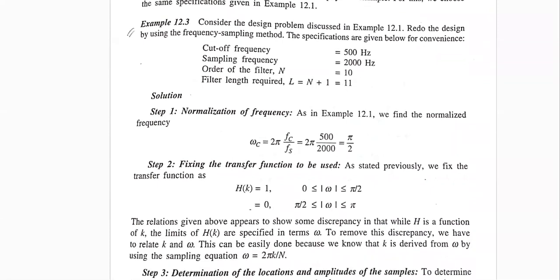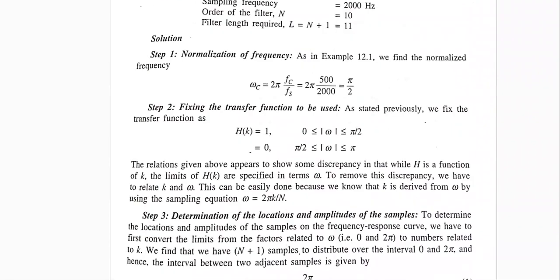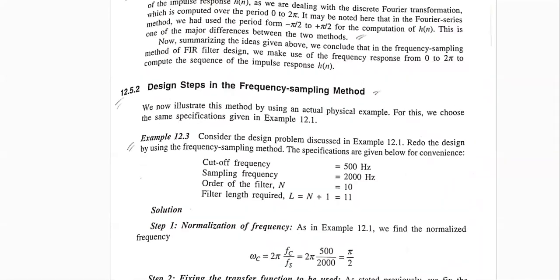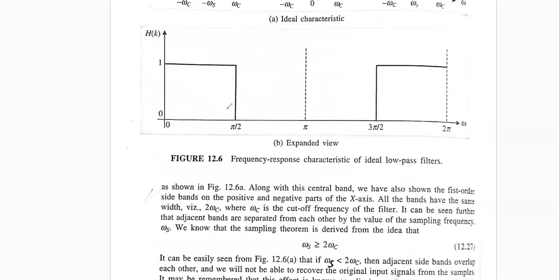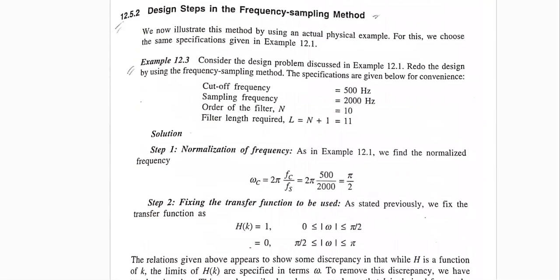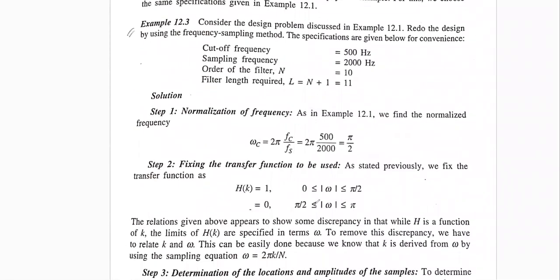Okay, nice. So what is the first step? The steps are similar. The first step is to find omega c, that is the cutoff. We found pi by 2. Define the transfer function. According to the transfer function, it will remain 1 from 0 to pi by 2, and from 3 pi by 2 to the other value. So they are representing the same. From 0 to pi by 2 this is 1, and from pi by 2 to pi it will be 0. And then it will be replicated.